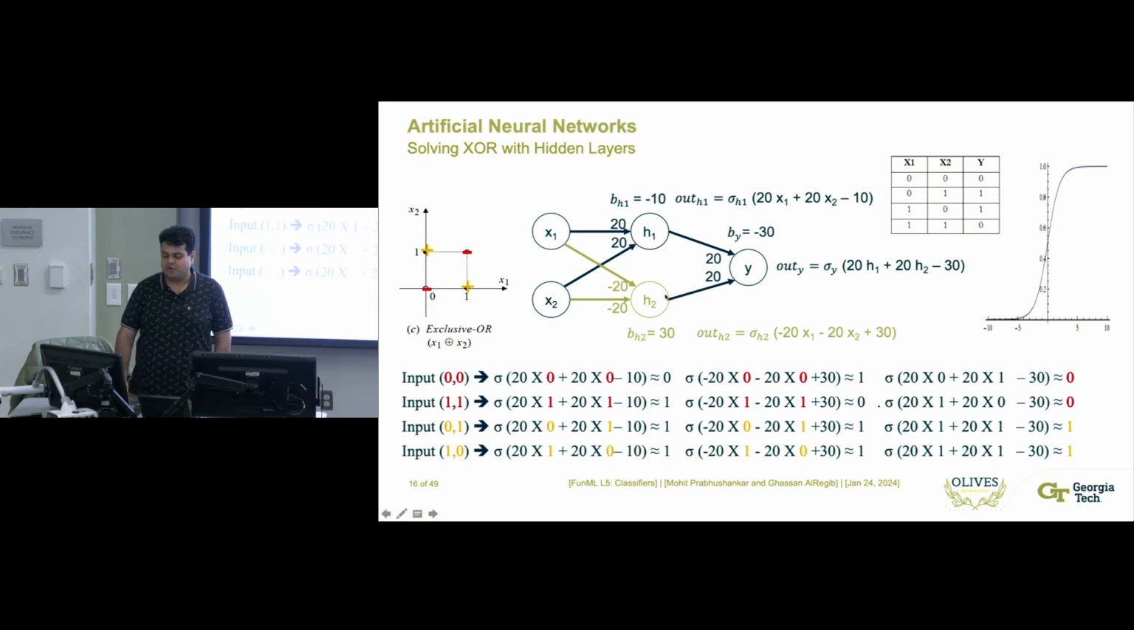If I do the same thing for the H2 neuron, which is this neuron over here in the middle, it's sigma of minus 20 into 0, minus 20 into 0, plus 30. Right, so this is 0 plus 30, and if you look at the sigmoid activation, at 30 on the x-axis, the y-axis is 1. So essentially, that means you're getting 1 as your output from H2. From H1, it was 0. So for 0, 0, the output from H1 is 0, and the output from H2 is 1. Is that clear?